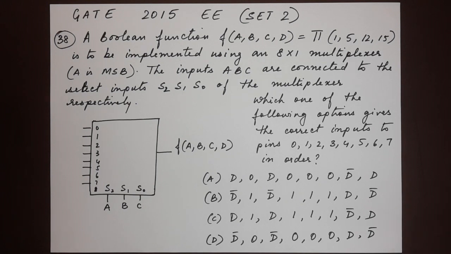Here's question number 38. A Boolean function f of ABCD equals pi of 1, 5, 12, 15 is to be implemented using an 8 by 1 multiplexer, 8 to 1 multiplexer. Here A is MSB, most significant bit. The inputs ABC are connected to the select inputs S2, S1, S0 of the multiplexer respectively. Which one of the following options gives the correct inputs to pins 0, 1, 2, 3, 4, 5, 6, 7 in order?